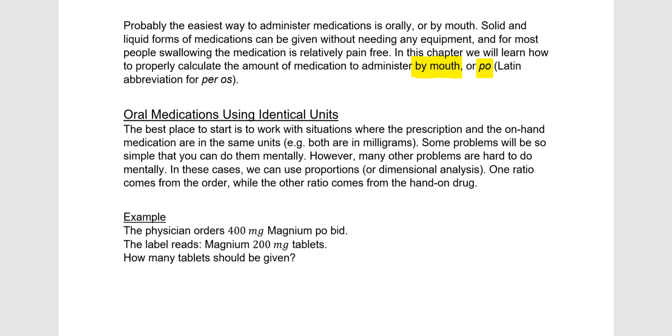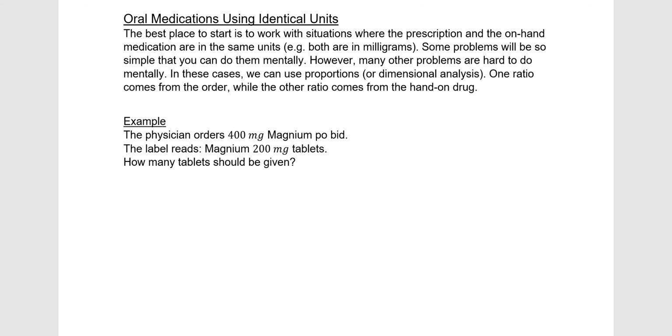Okay, so starting by finding the oral medications with identical units. So for most of these problems, we're going to have a prescription, and then we're also going to have the on-hand medication, and we have to figure out how much of the on-hand medication we need to give the patient based on the prescription. So we're starting with the same units here. So example, both are in milligrams. So these are going to be the easier examples when they're the same units, and a lot of the time here we can do some of these mentally.